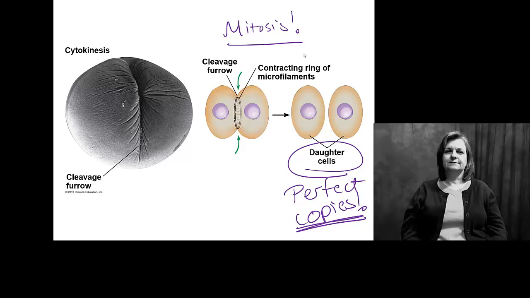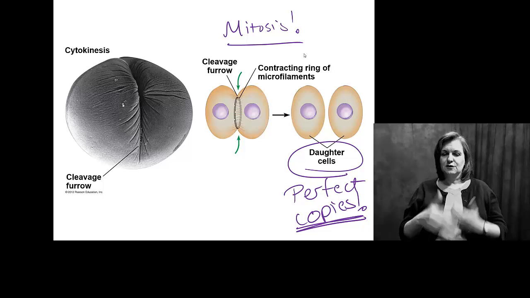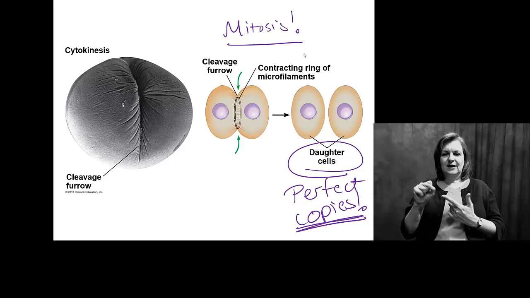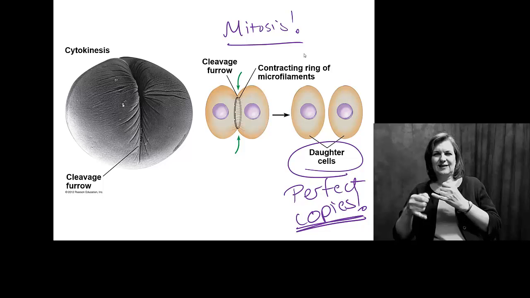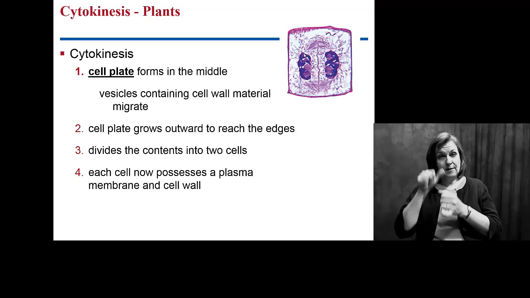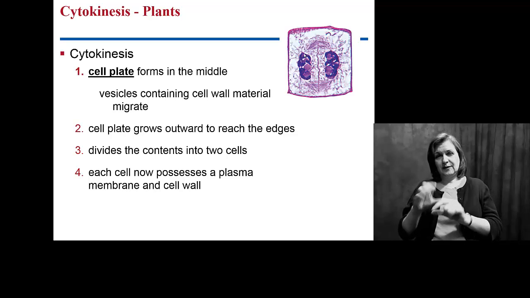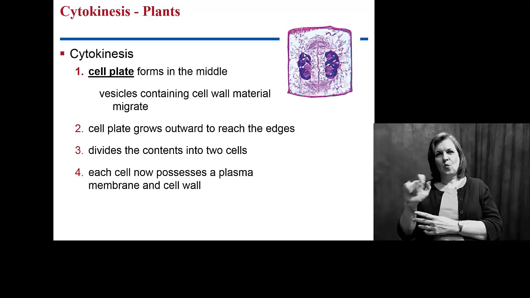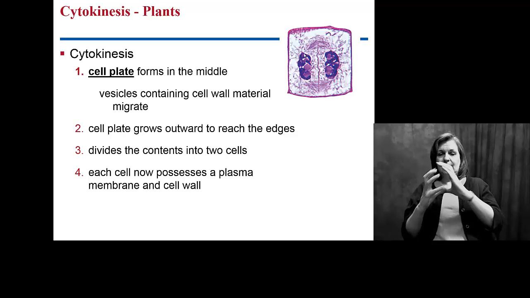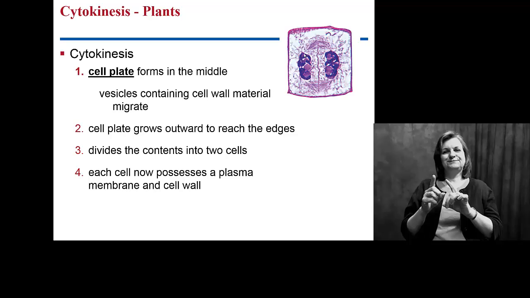Now, this process works exactly the same in plants up to this point. You go back to prophase, prometaphase, metaphase, anaphase, telophase. All are the same until cytokinesis. What do you think the problem is with plants in cytokinesis? Remember, they have a cell wall. This is a problem. Cell wall is not going to pinch shut. The plasma membrane on the inside will, just like in animals. But the problem is this cell wall.